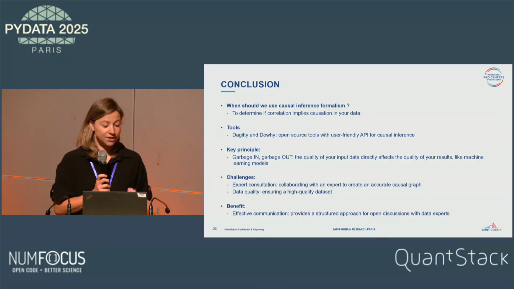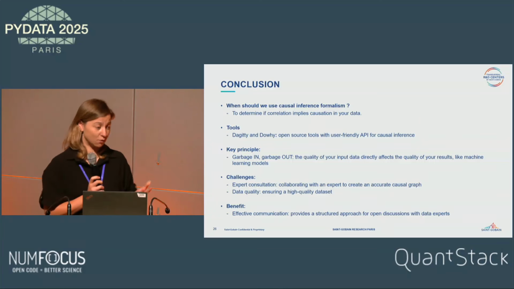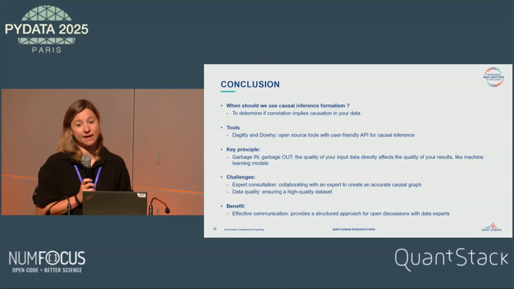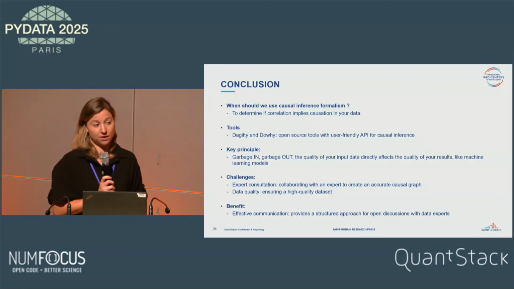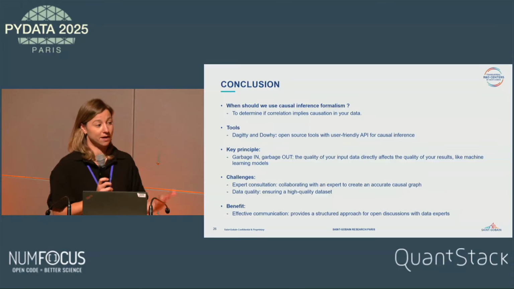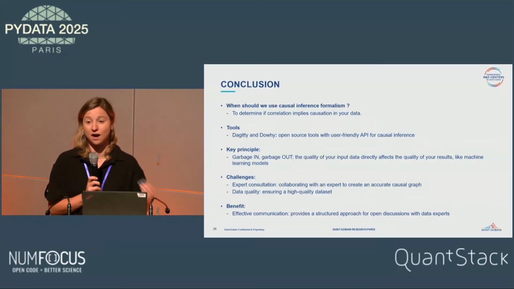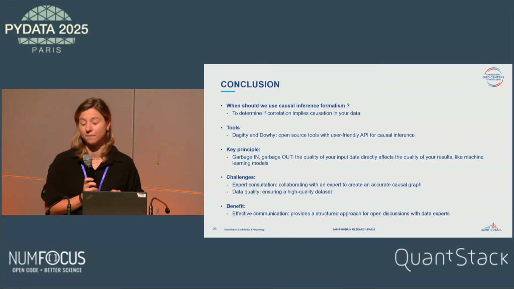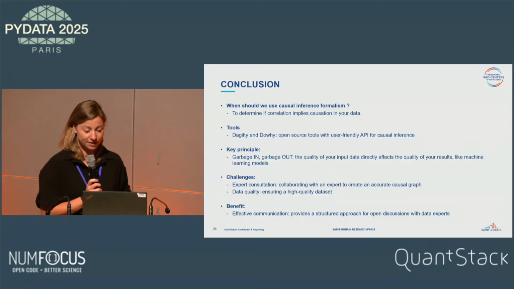So as in all data science, causal inference's main challenge is always data quality, but also to have an expert available to draw the graph. Because, for example, we are not material scientists, so we don't know how the plants work, how the sensors are connected, and we need an expert available to talk with us.